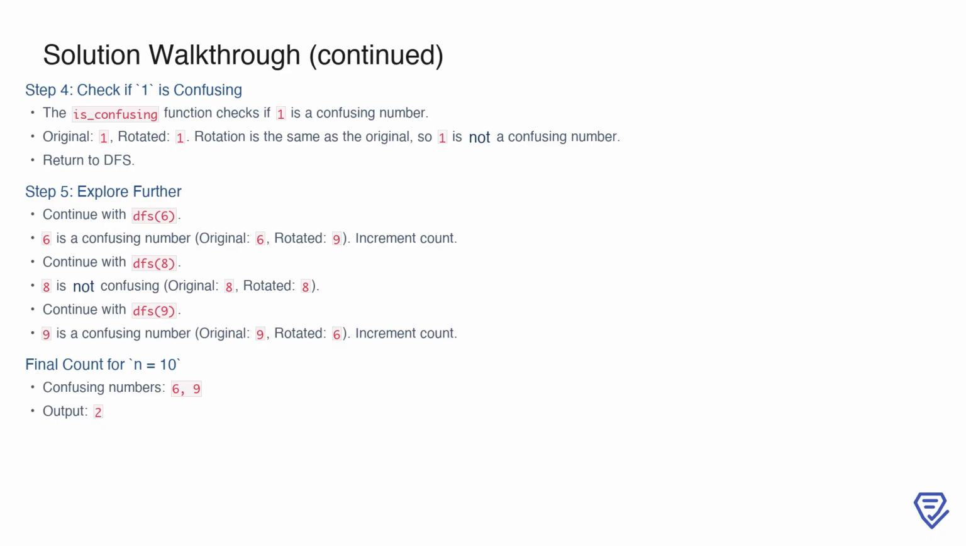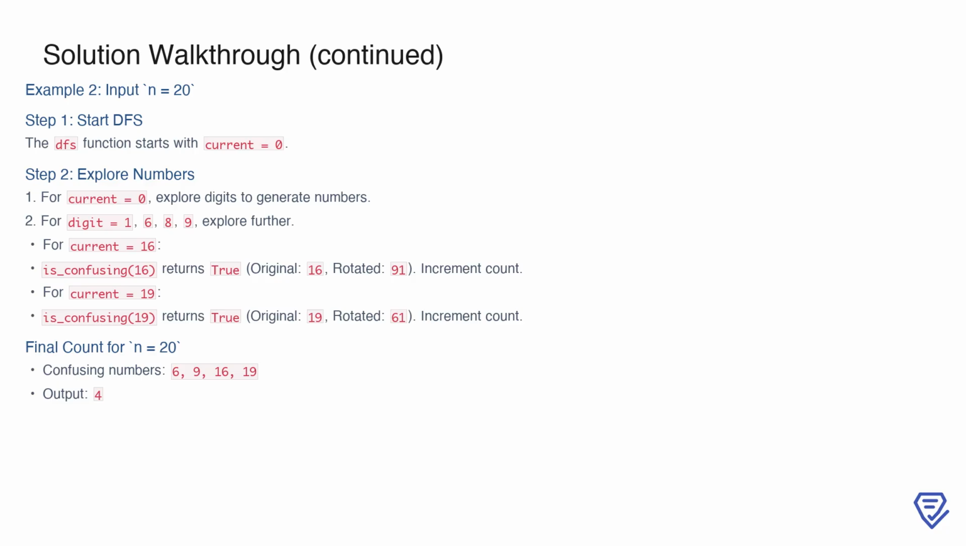Next, we explore other numbers generated during DFS. For current equals 6, the rotated result is 9, which is different from the original. This makes 6 a confusing number, so we increment the count. Similarly, for current equals 8, the rotated result is 8, which matches the original, so 8 is not a confusing number. Finally, for current equals 9, the rotated result is 6, making 9 a confusing number. After completing the DFS for all valid digits up to n equals 10, we find that the confusing numbers are 6 and 9. Thus, the output for this input is 2.